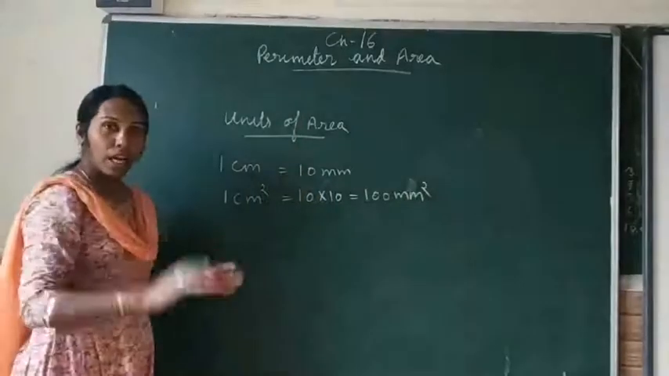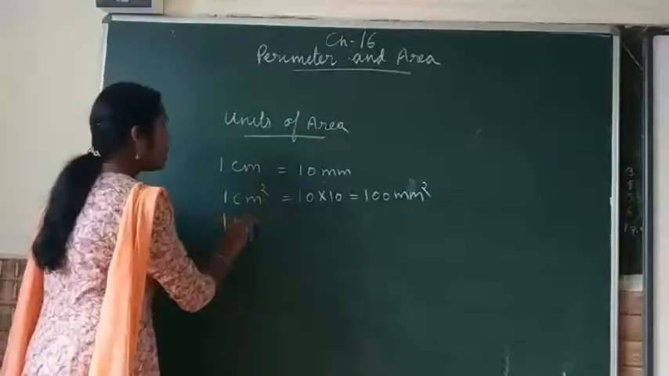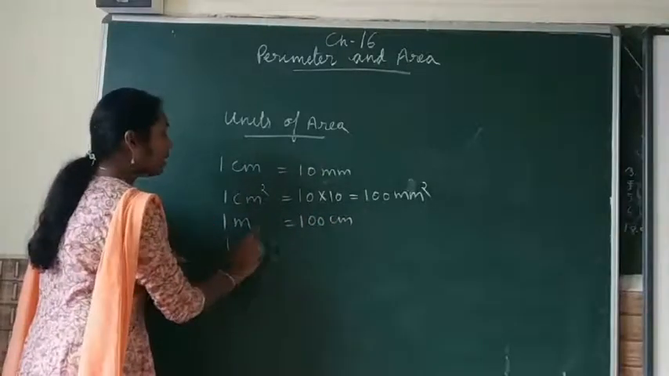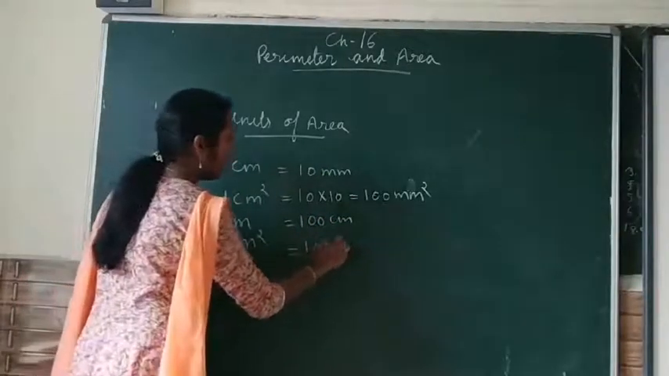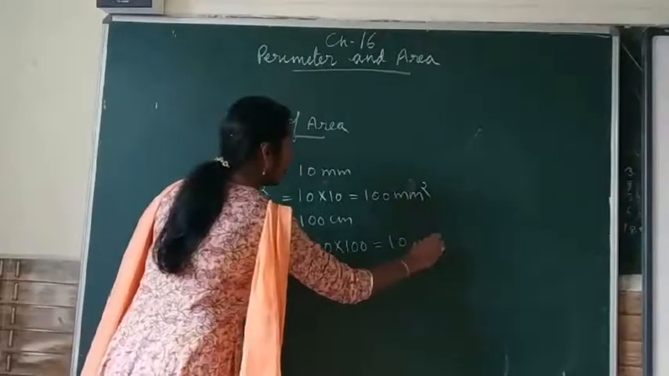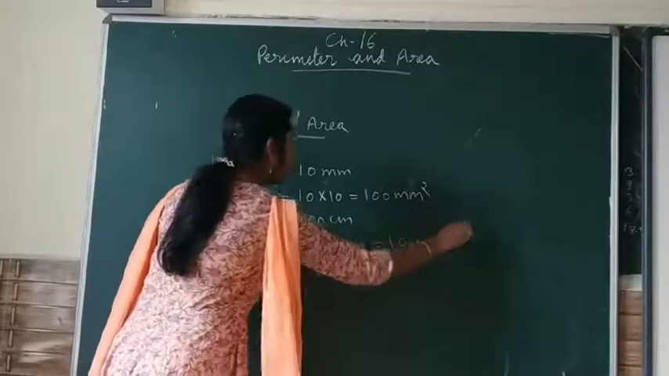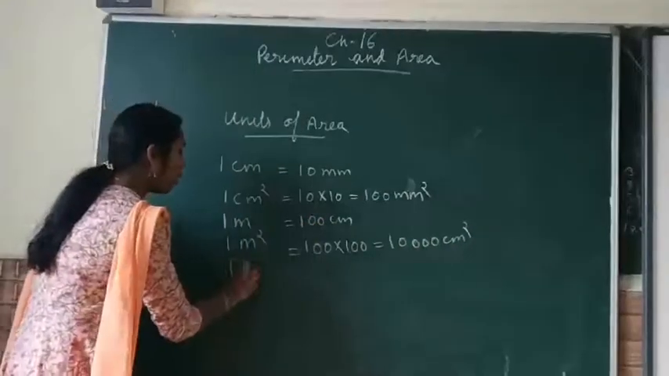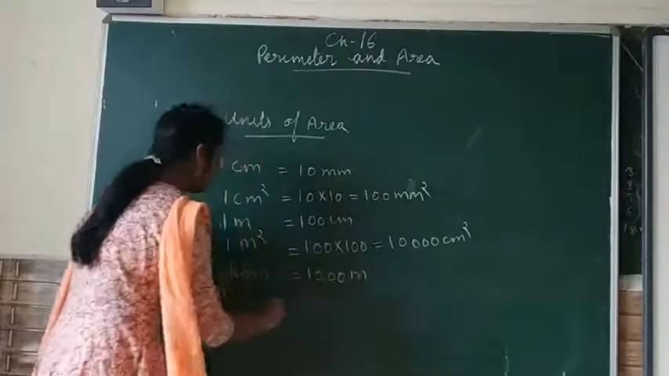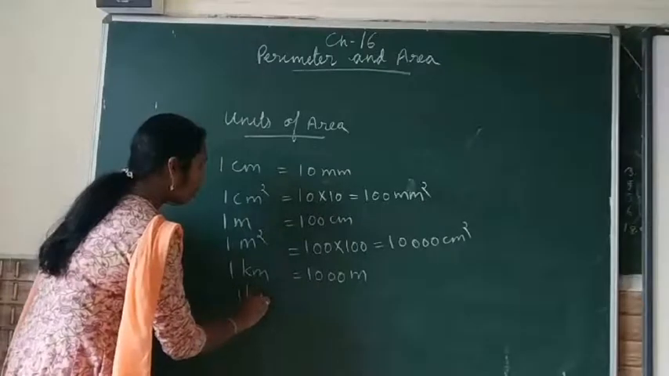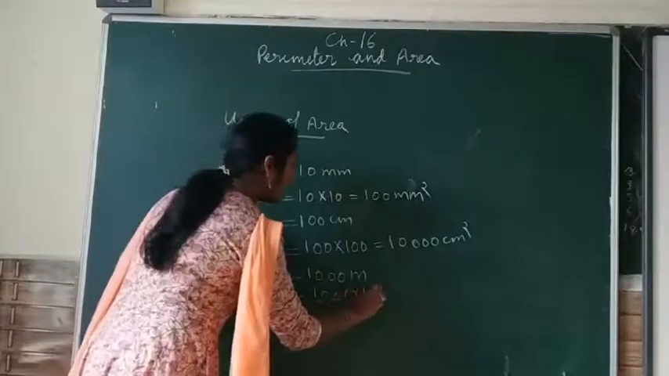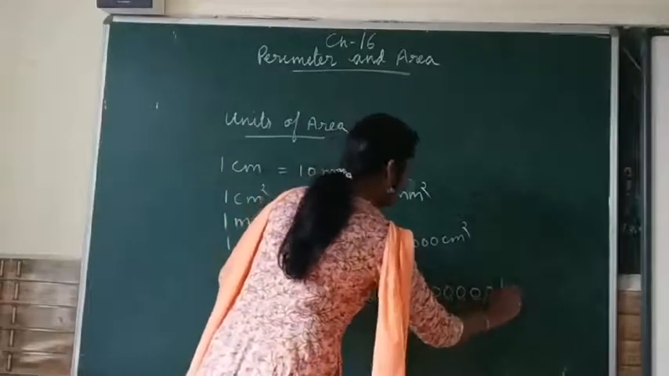Similarly, we can convert the other units also. We know that 1 meter is equal to 100 centimeter. Therefore, 1 meter square is equal to 100 into 100, that is equal to 10,000 centimeter square. Now, we have 1 kilometer is equal to 1000 meter. So, 1 kilometer square is equal to 1000 into 1000, that is equal to 10 lakh meter square.